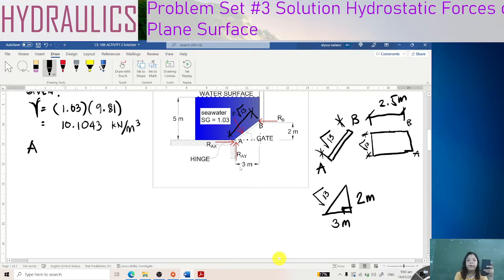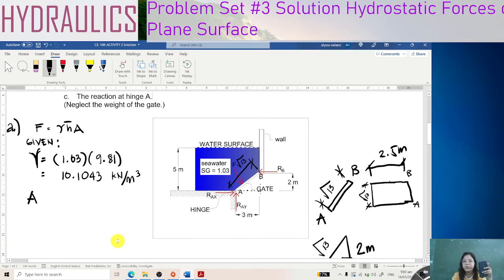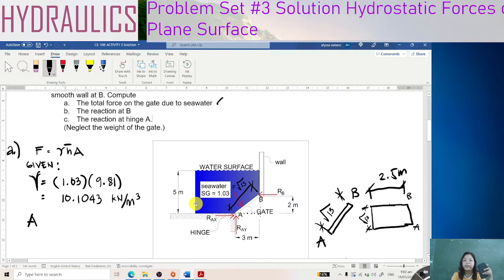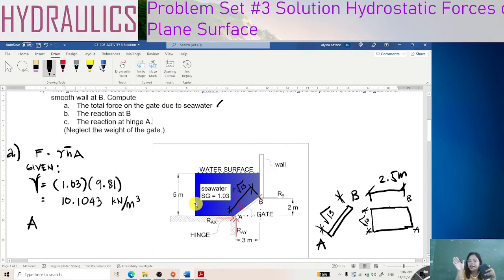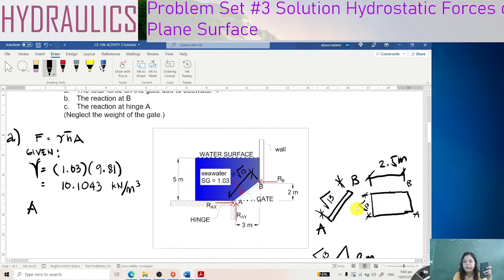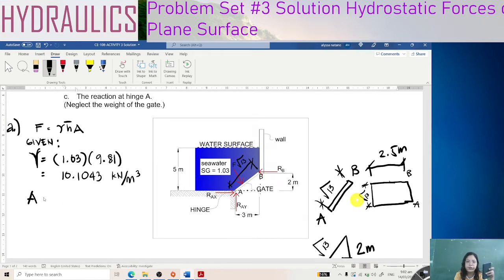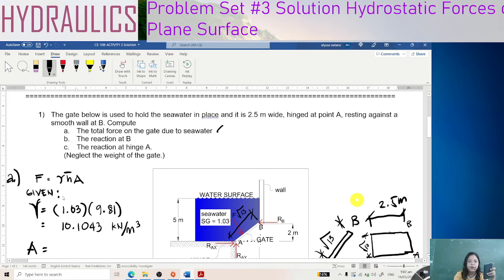So, ano pa? Adi, anong kailangan kong gawin? Bakit ko kinuha yan? Kasi nga, kukunin ko yung area nitong rectangular gate na facing this side. So, ibig ko sabihin, itong 2.5 by square root of 13 or ano ba to? 3.6 meters. So, 3.6 by 2.5, that is the area of your rectangular gate. No.